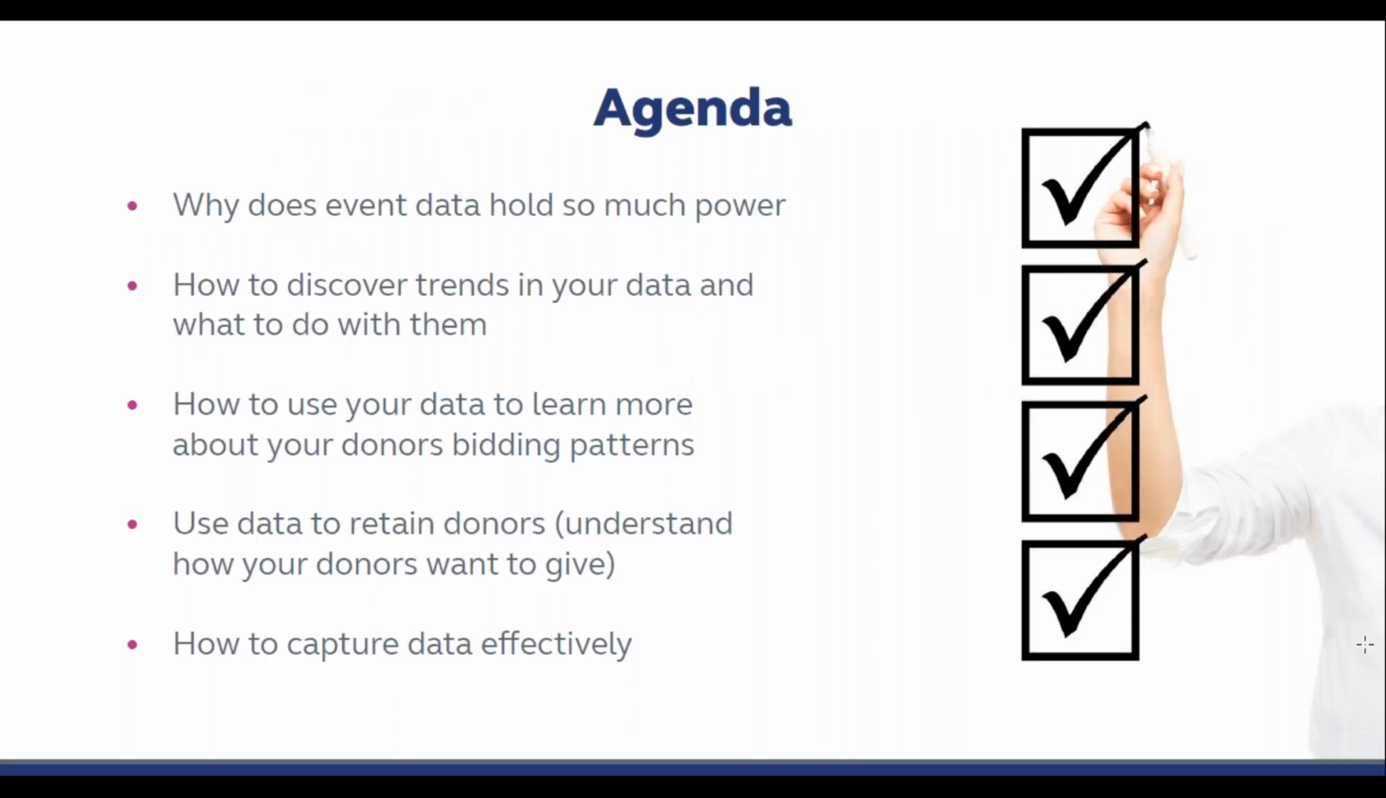So just to give you a bit of a summary about what we're going to cover today, Mia's going to talk you through why does event data hold so much power, and she's also going to talk you through how to discover trends in your data and what to do with them. I'm going to take you through how to use your data to learn more about your donors' bidding patterns. Mia's going to talk you through how to use data to retain donors and understand how your donors want to give. And finally, I'm going to take you through how to actually capture your data effectively.